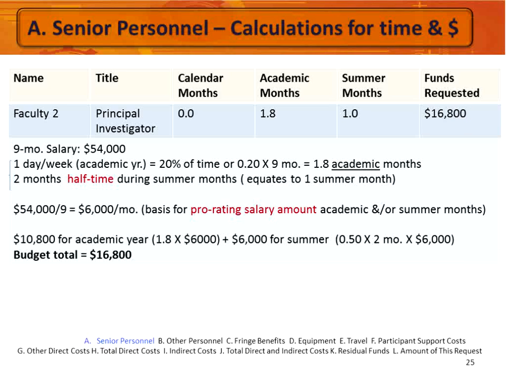Now let's look at a variation on this. We've got faculty member 2 that we're considering now. Basically the same information. Only difference is this time the faculty member is only going to spend half time during those 2 summer months working on the project. So we will be taking 50% of that 2 month salary, and the total funding request of course is less than the last one, but again we report this as academic months and summer months.